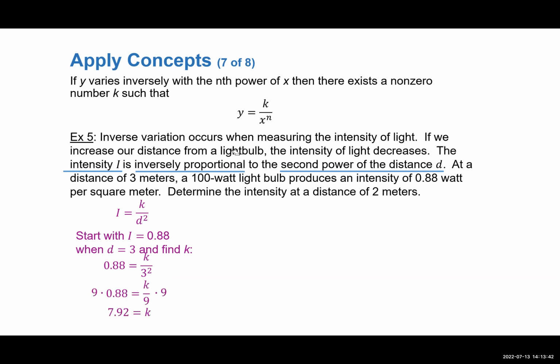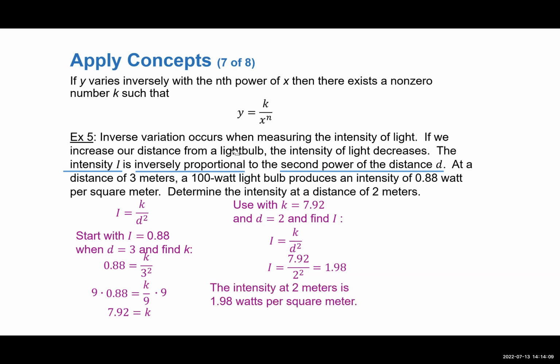And we'll figure out our K value, which is 7.92. So now we can write a new equation, and we'd say I equals 7.92 divided by D squared. So we need to determine the intensity at a distance of 2 meters. So we'll plug in 2 for D, and we'll have 7.92 as our K. 7.92 divided by 2 squared, which is 4, gives us 1.98. The intensity at 2 meters is 1.98 watts per square meter.